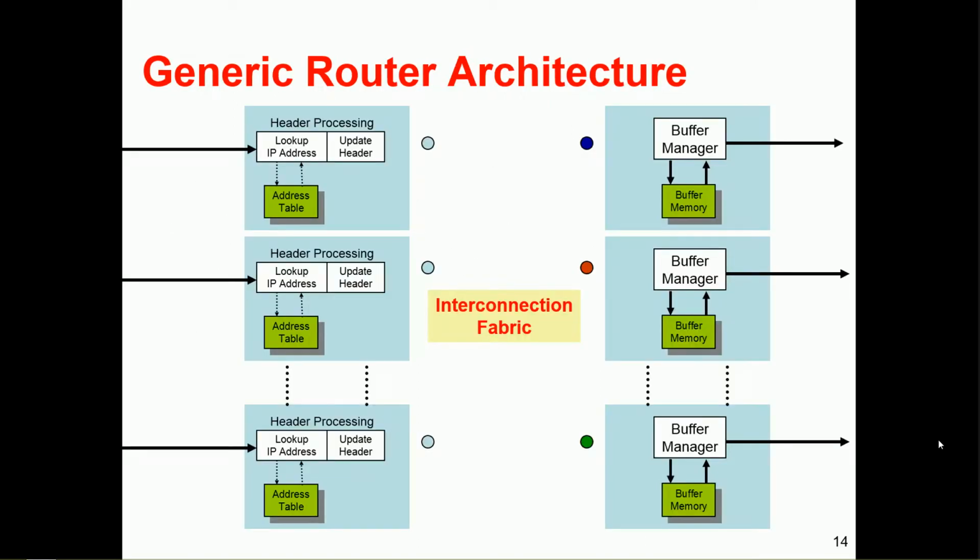Again, going back to our generic router architecture, it gets sent in, the header gets processed, and it will go through this data process. And the correct information is sent to where it needs to go, or it may be looked up in an address table before being sent out.